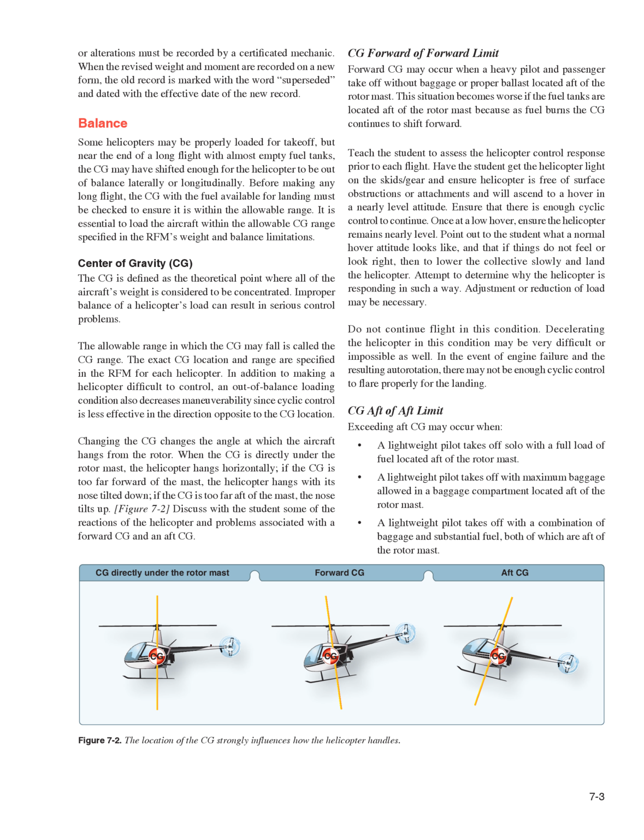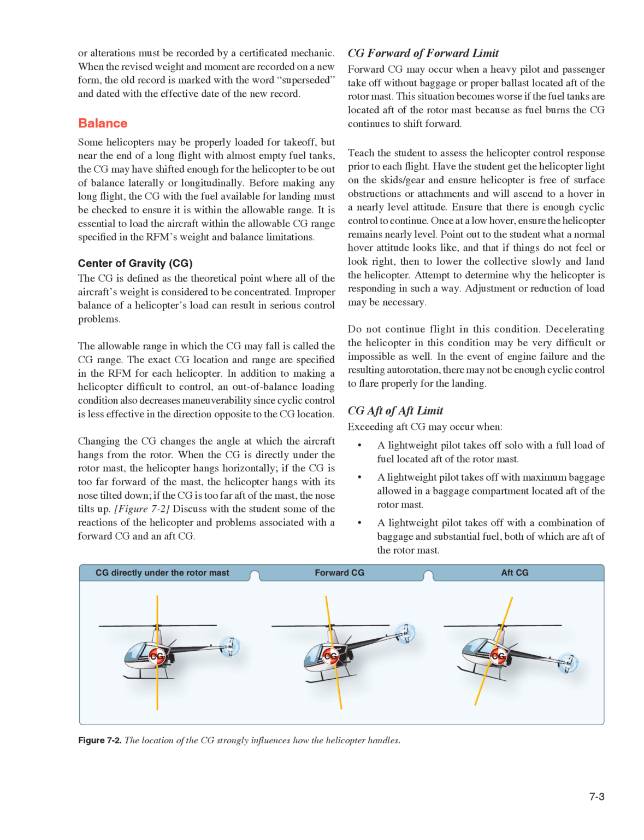Ensure that there is enough cyclic control to continue. Once at a low hover, ensure the helicopter remains nearly level. Point out to the student what a normal hover attitude looks like, and that if things do not feel or look right, then to lower the collective slowly and land the helicopter. Attempt to determine why the helicopter is responding in such a way. Adjustment or reduction of load may be necessary. Do not continue flight in this condition.